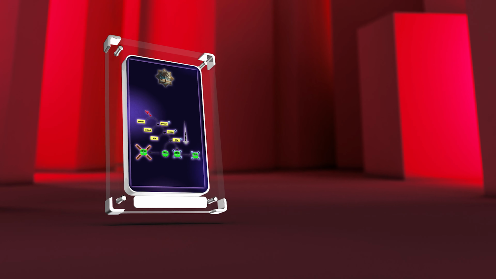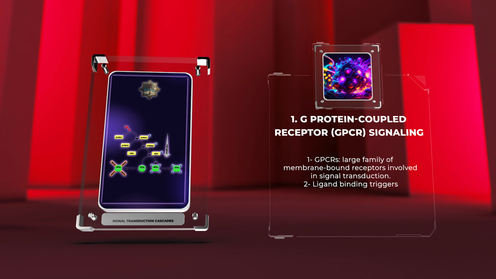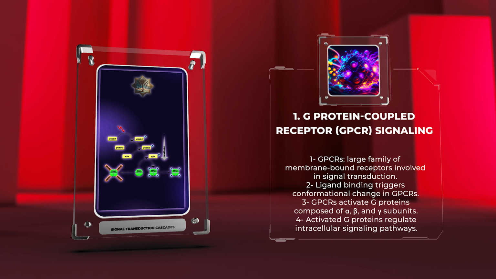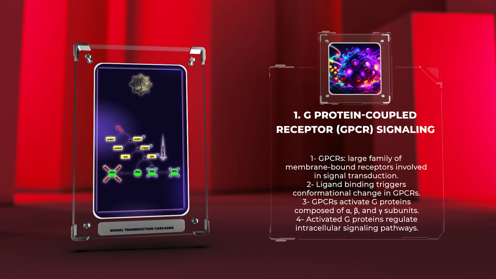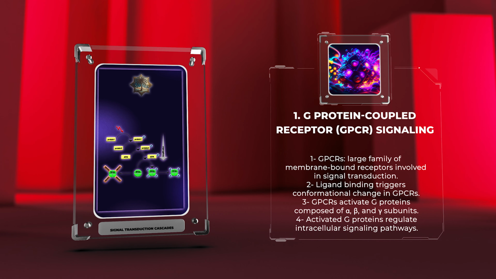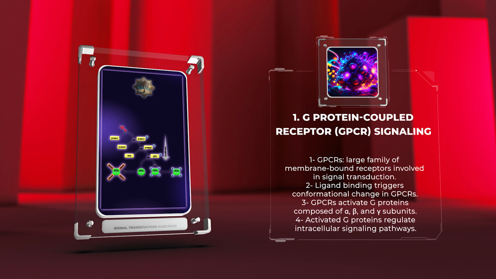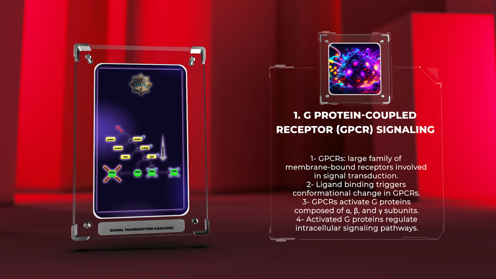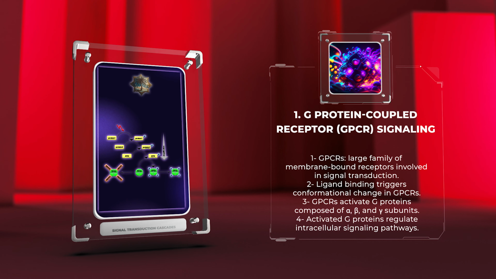GPCRs are a large family of membrane-bound receptors that are involved in signal transduction. When a ligand binds to the GPCR, it triggers a conformational change, allowing the GPCR to activate G proteins. These G proteins consist of alpha, beta, and gamma subunits. Once activated, G proteins regulate various intracellular signaling pathways, leading to physiological responses.